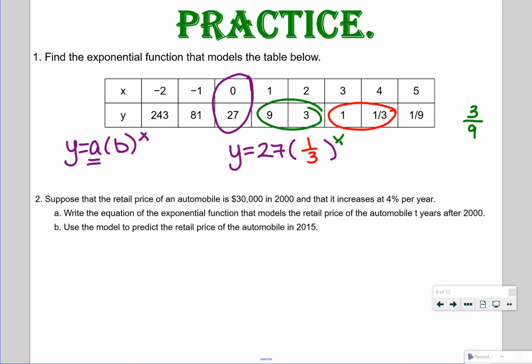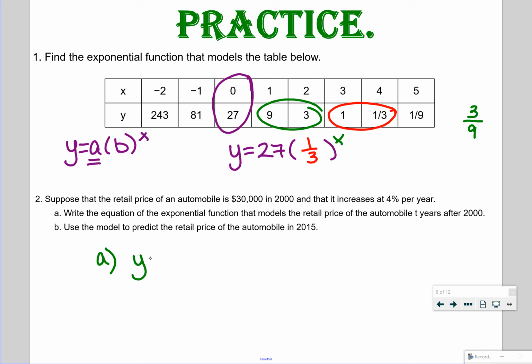Suppose that the retail price of an automobile is $30,000 in 2000 and that it increases by 4% a year. Write the exponential equation that models the price t years after the year 2000, and then again use this model to predict something. So we'll get to that in a minute.